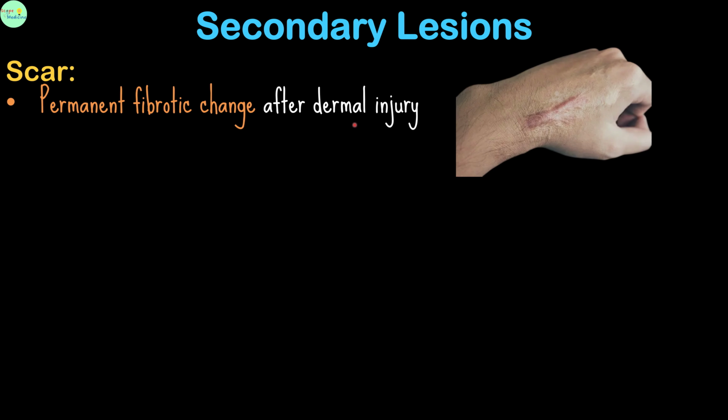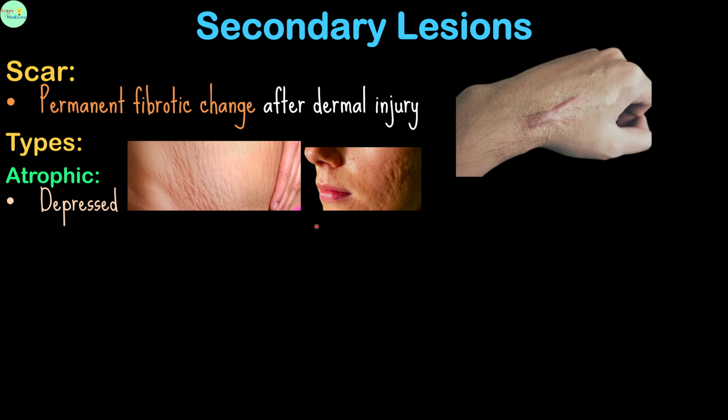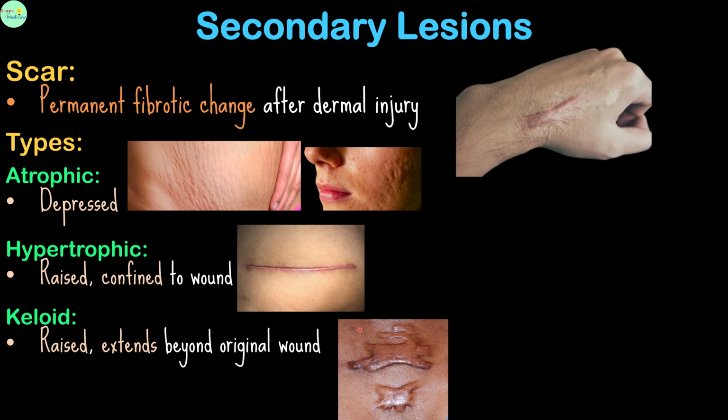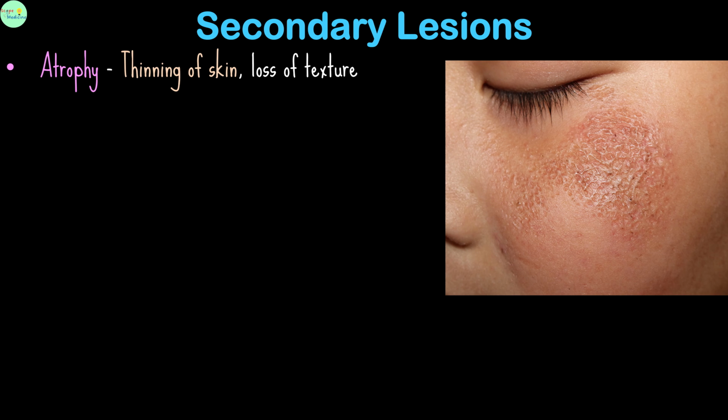A scar is a permanent fibrotic change in the skin following injury to the dermis. Scars can be atrophic, meaning depressed, like stretch marks or striae. Hypertrophic, meaning raised but confined to the original wound borders, or keloid, which is raised and extends beyond the original wound borders. The final secondary lesion is atrophy.